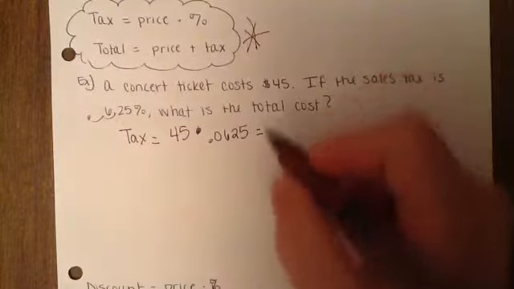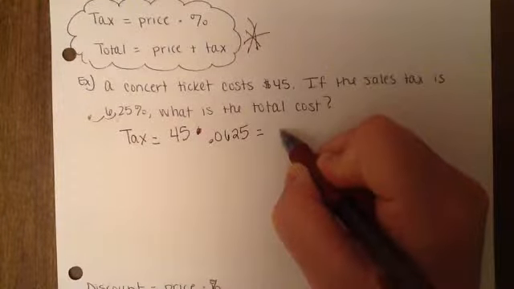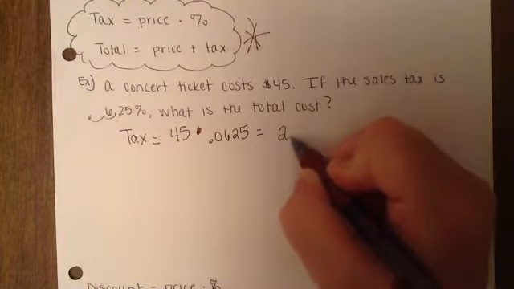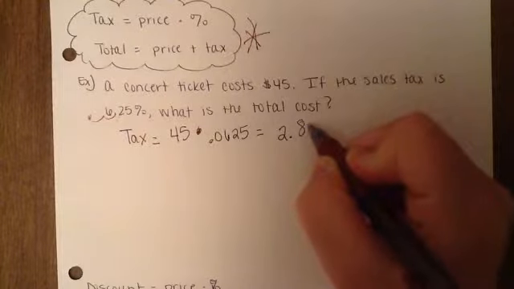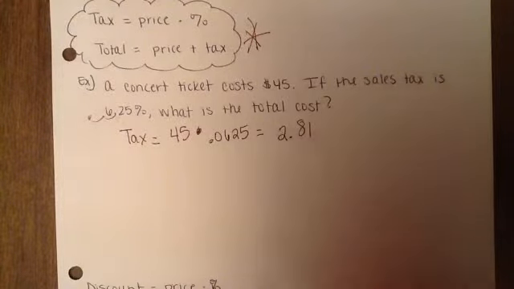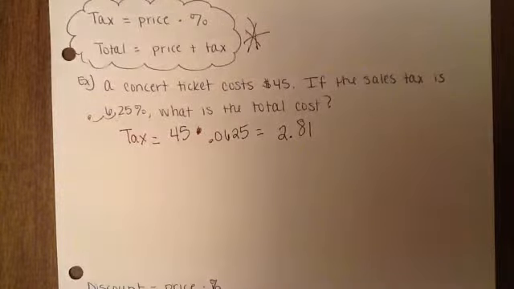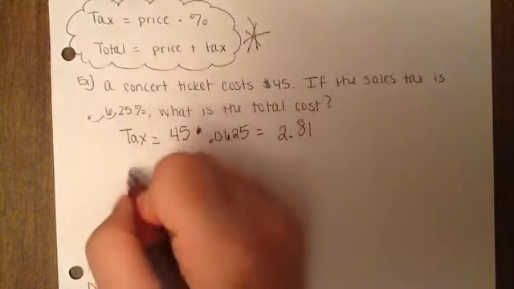And remember, money is 2 decimals, so how much extra do you owe in tax? $2.81. So we owe an extra $2.81. We figured out our tax. Next we have to figure out the total.